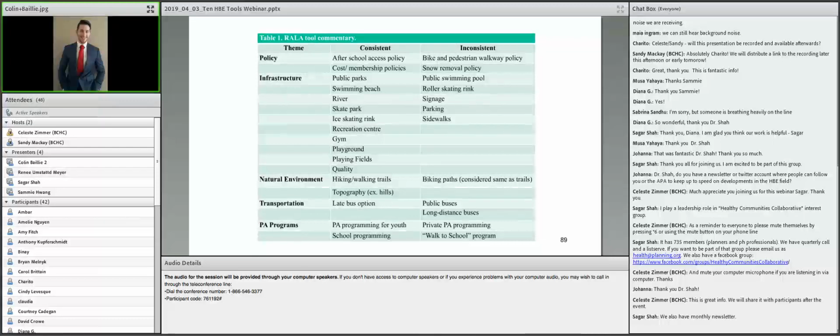One thing that was of note is that in the RALA tool, people are asked to comment on the presence of signage, parking, and sidewalks as potentially influencing physical activity. But one thing that we saw across the communities, and that was mentioned by a number of the youth involved, was that the things that influenced their accessibility the most were things like hazards, cleanliness, and lighting.